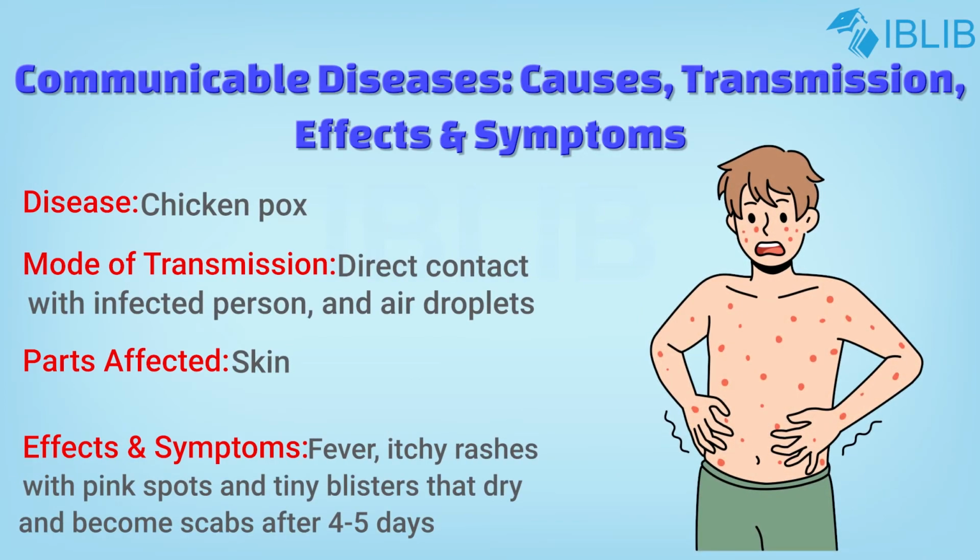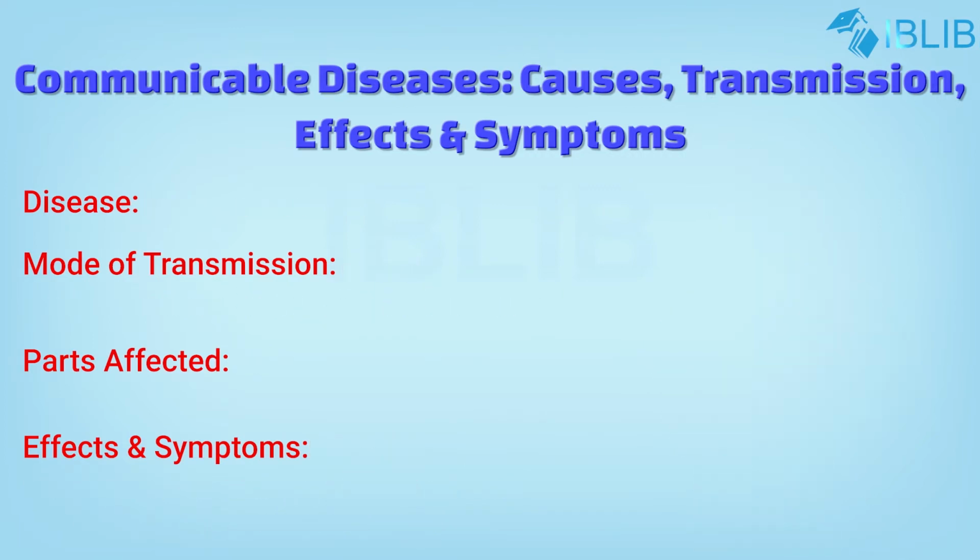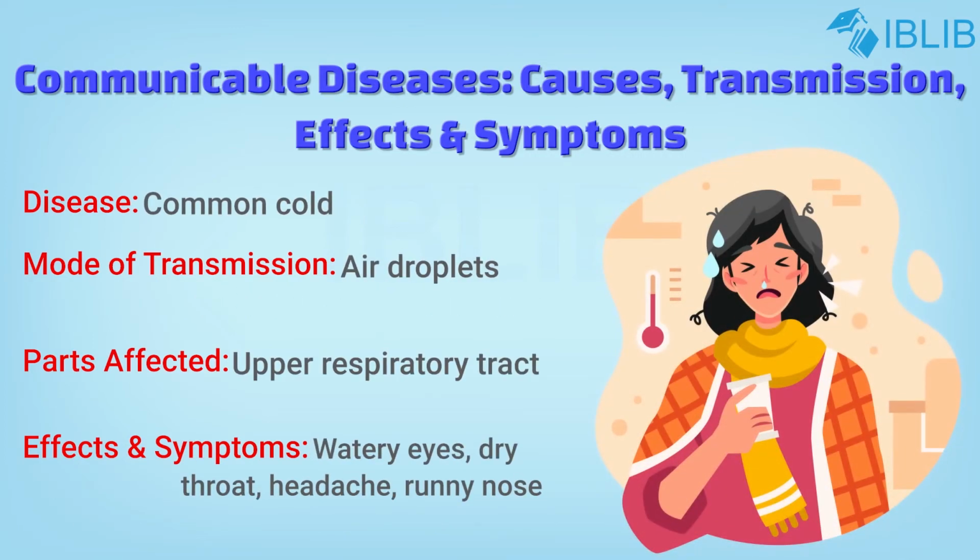Chickenpox. It is transmitted by direct contact with infected person and air droplets. It affects our skin. The symptoms are onset of fever, itchy rashes with pink spots and tiny blisters. Common cold. It is transmitted by air droplets. It affects our upper respiratory system. The symptoms are watery eyes, dry throat, headache, and runny nose.